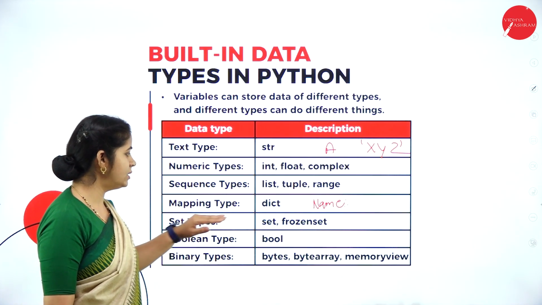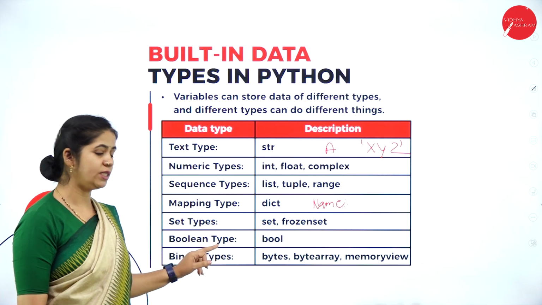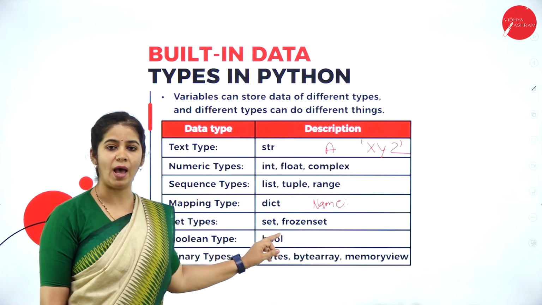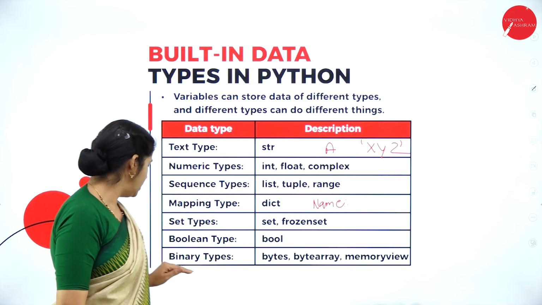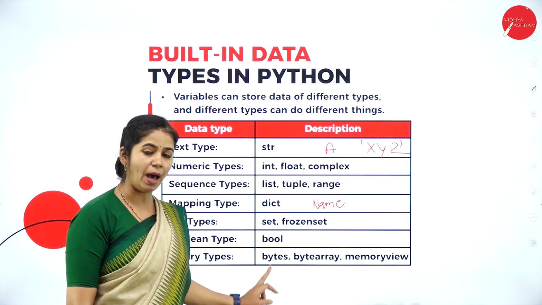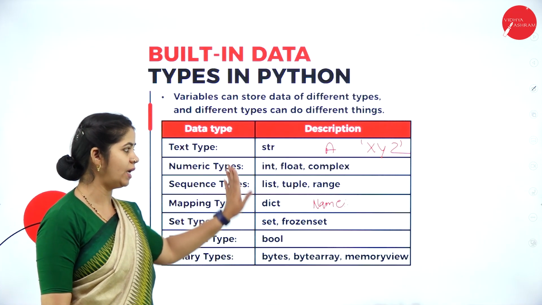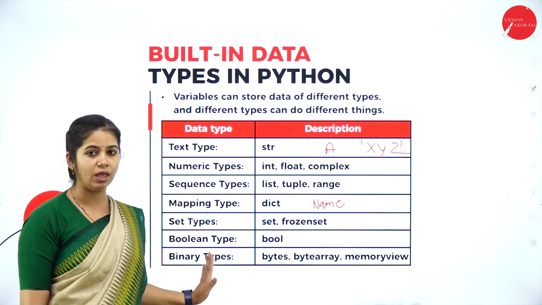Then set. We have set and frozenset. Then boolean type. Boolean type means whether it gives the value as true or false. Then binary type, which gives the value in bytes, bytearray and memoryview. These are all the different data types we have in Python.